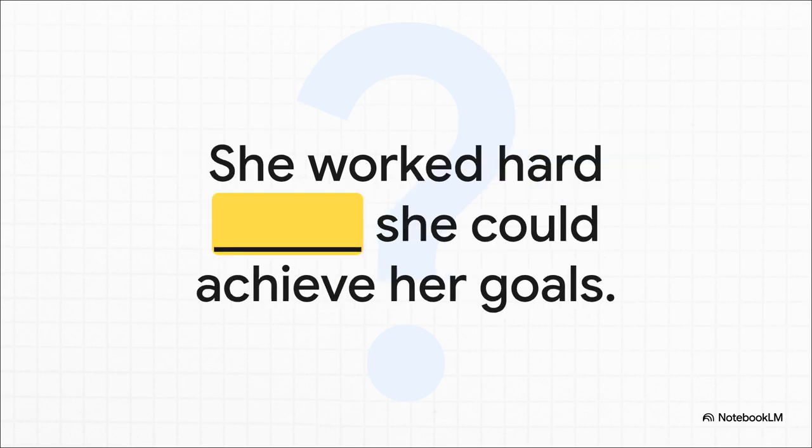She worked hard, blank, she could achieve her goals. What conjunction best explains the specific purpose behind her incredibly hard work? Is it so that, but, or? You got it, it's so that.